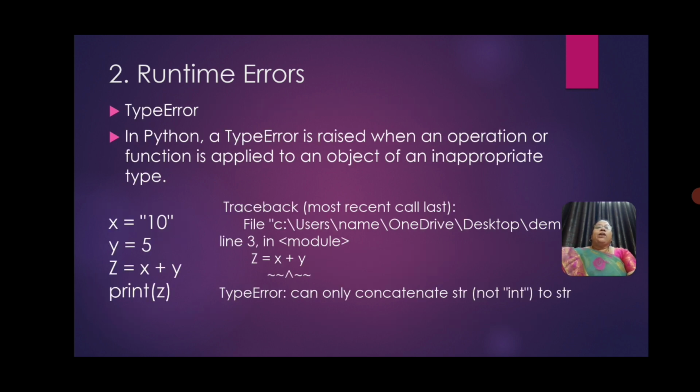The second category of runtime error is type error. In Python, a type error is raised when an operation or function is applied to an object of an inappropriate type. Example, x = "10", y = 5, z = x + y, where x is treated as a string here because we have given 10 within double quotes, and 5 is an integer. When we are trying to add the string and integer, we have this error message.